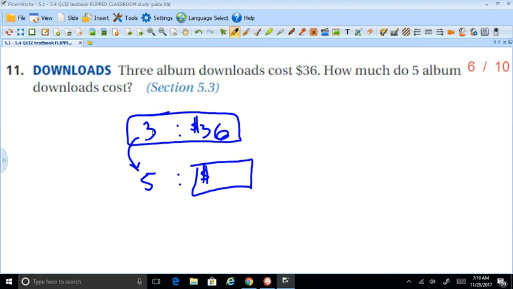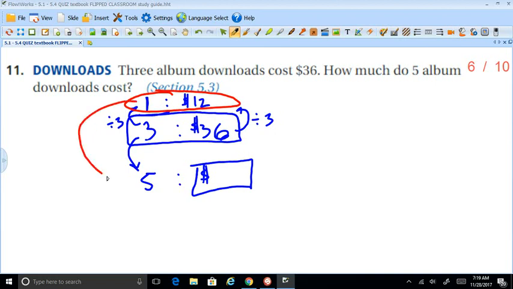If it's 3 downloads and it's $36, how much would 1 download be? Well, divide by 3, you get 1. So divide that by 3, you get $12. Now we know the unit rate. The unit rate is shown to us right here. We just figured it out. One album, every album costs $12.